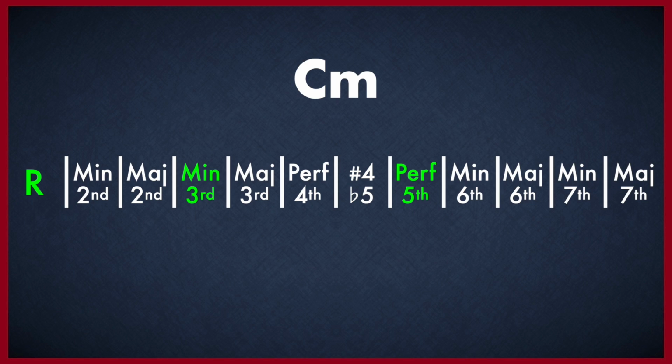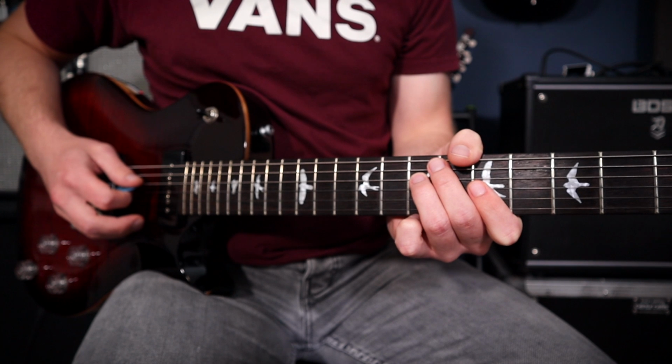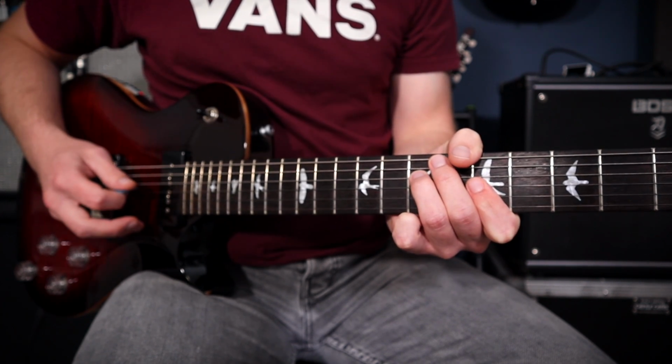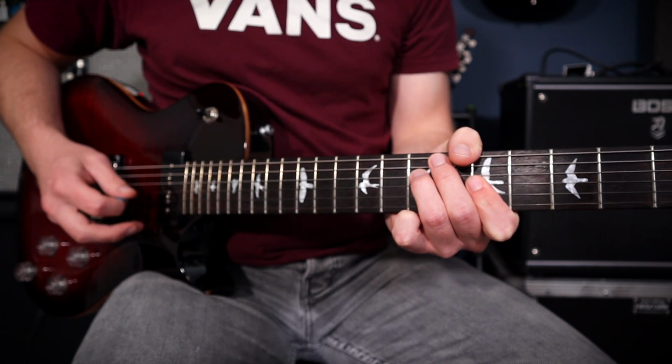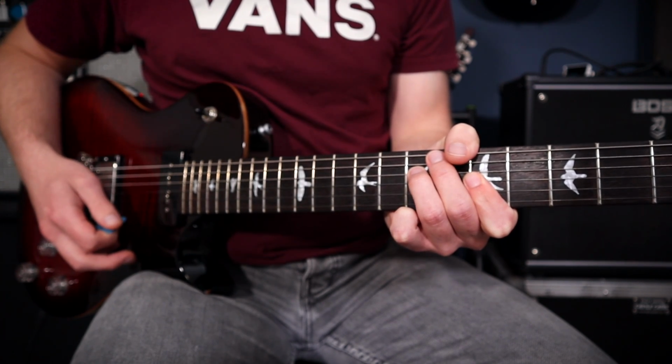And to give you an example, in the key of C, for a C minor chord, C would be the root note, E flat would be the minor third, and G would be the perfect fifth. And to show you an example on guitar, we can use this as the root note, add the minor third, add the perfect fifth, and then together we get the minor chord.